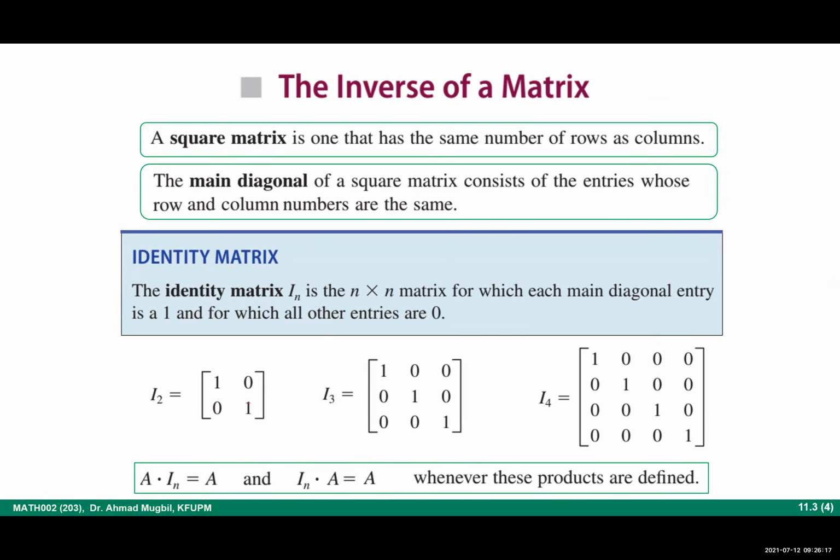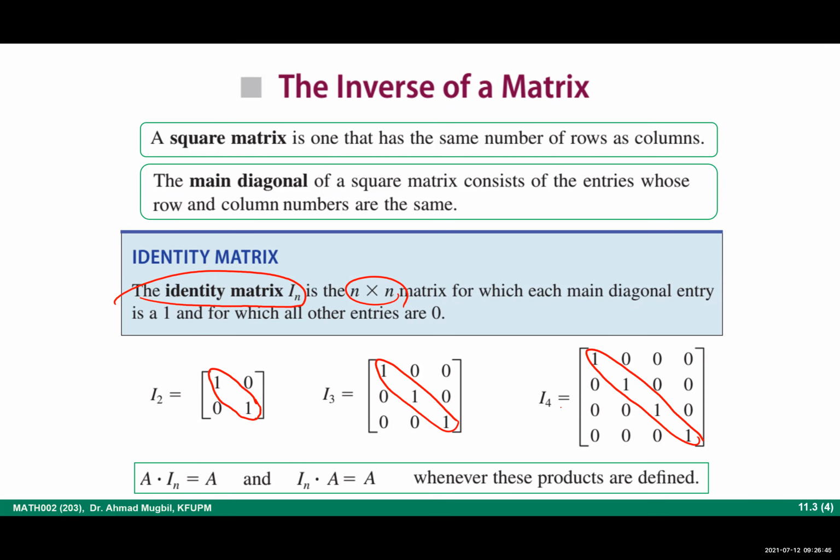Recall, guys, what we did yesterday. Yesterday I introduced to you the identity matrix. It is n by n. Of course, all the matrices that we are going to work on are square matrices, n by n. Now, the identity matrix is a matrix whose main diagonal entries are ones and the other entries are zeros.